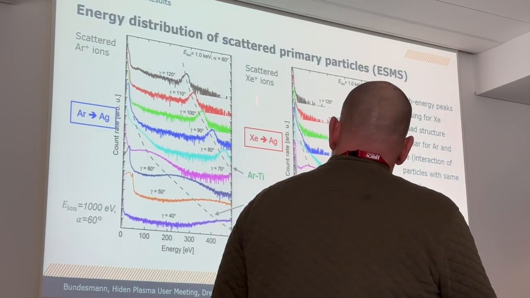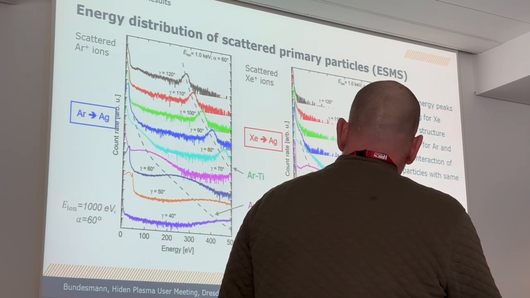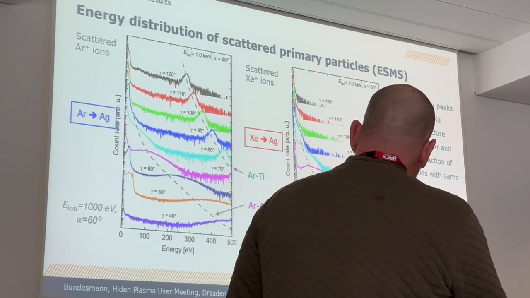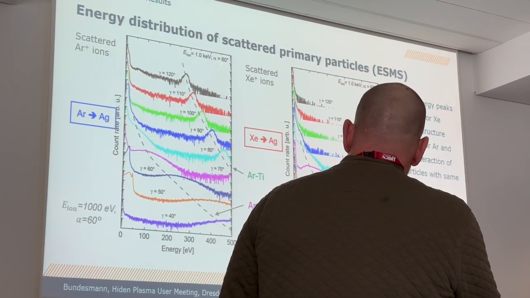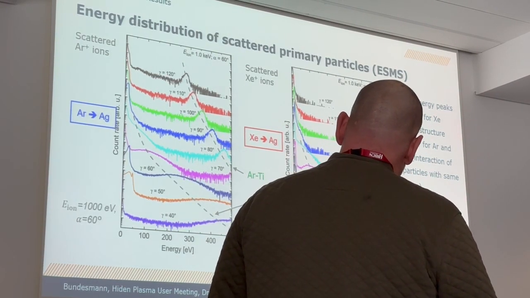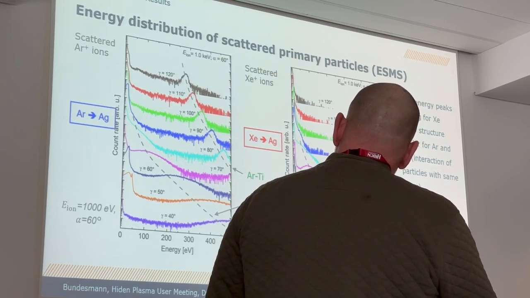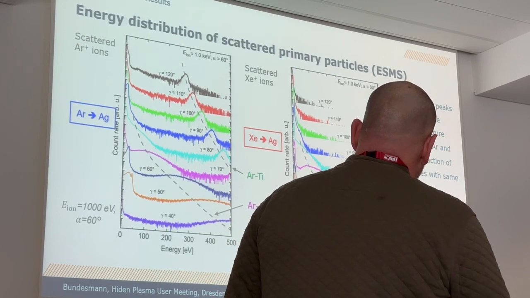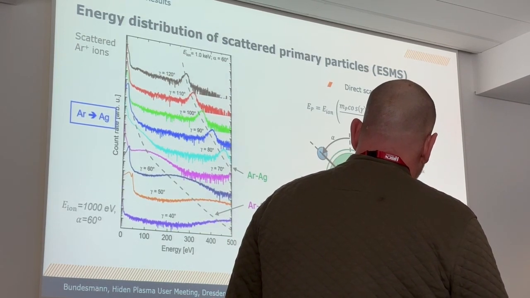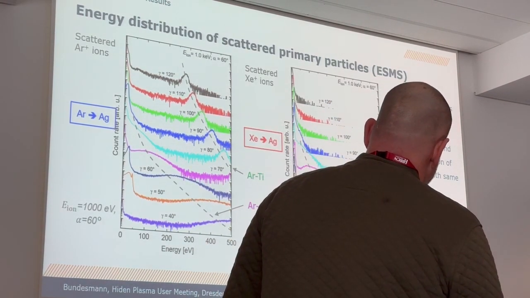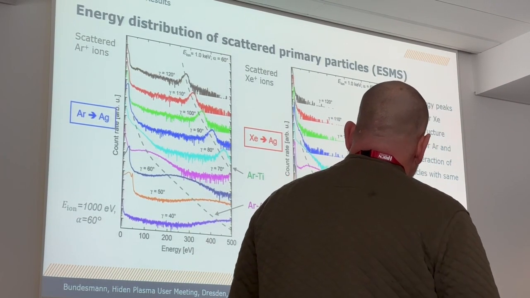So we plot the same for argon on silver and xenon on silver, and we have the same curves with the same scattering angle, same energy, same ion incidence angle, and you see some similarities. The similarities are this additional structure. It's here, but this high energy peak is totally missing. And this is related to the fact that the primary particle, xenon, is larger than silver, the mass is larger, and argon, the mass is smaller than the target particle.